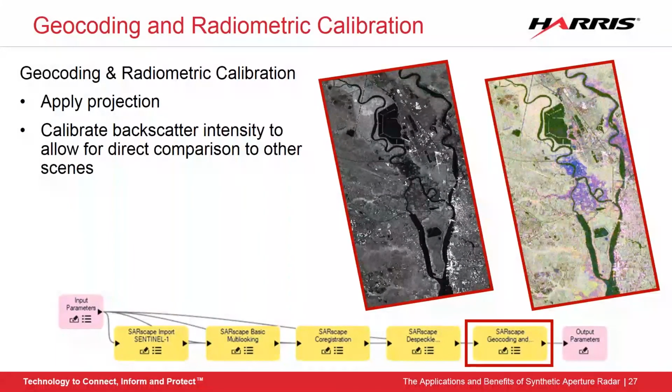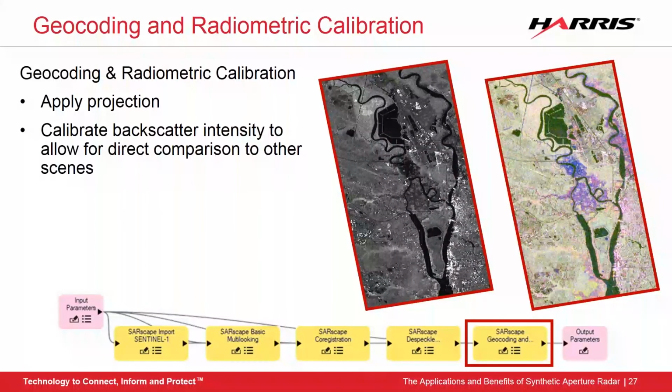The last step in your data processing before you get into any kind of analyses is geocoding and radiometric calibration. This step applies a geographic projection to your scene, so it actually looks like something recognizable that you would see if you were flying over the area. This step also calibrates and normalizes your intensity data so that you can now make actual meaningful comparisons from one scene to the next. Without this step, your intensity values are not comparable from one scene to another, so it's a very important thing to do if you want to actually look at how the intensity changes.